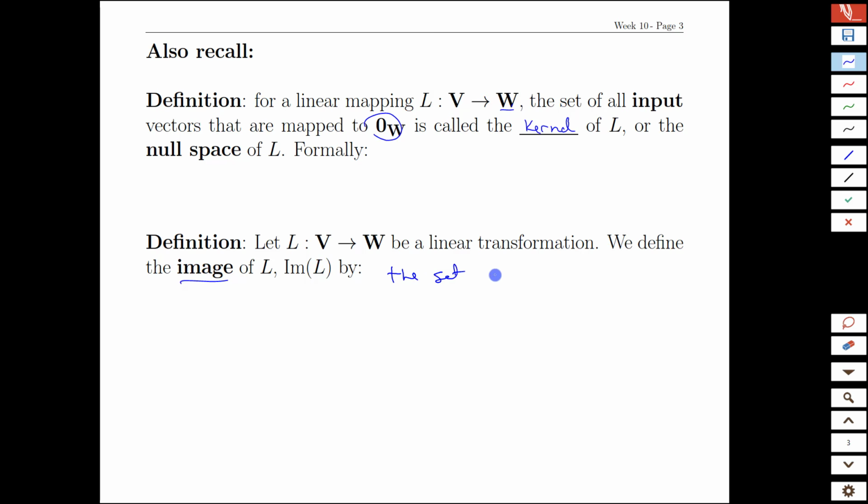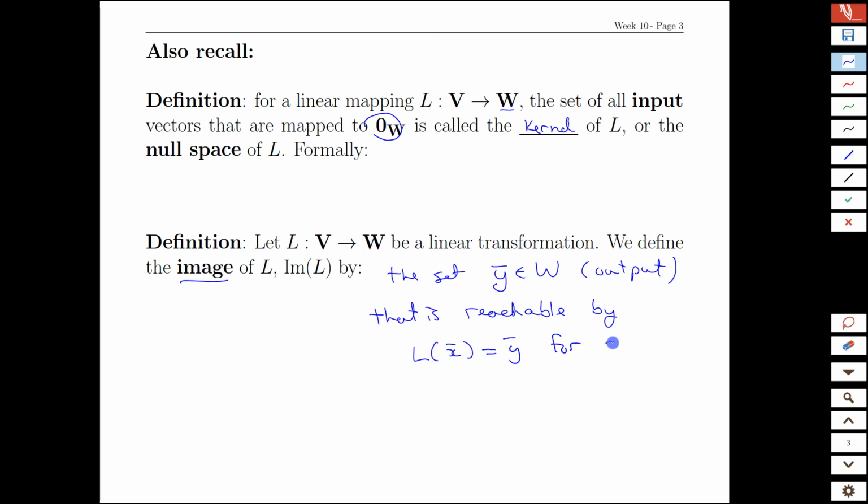The set of y's in our output set, in the output, that is reachable by L of x. Let's put a straight line for our vector notation here: L of x equals y for some x in the input space V.